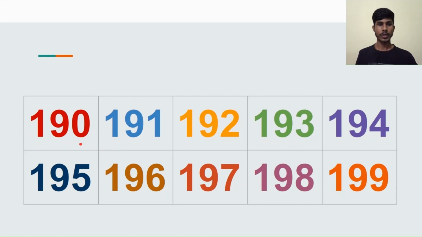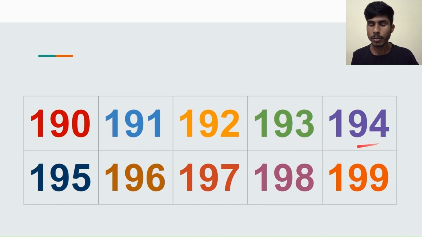Now what we have to do? We need to change this rightmost digit from 0 to 1. So we'll get 191. And again we need to change this 1 to 2. We'll get 192. Again we need to change this 2 to 3. So we'll get 193. Again the rightmost digit here is 3, so we need to change this 3 to 4.